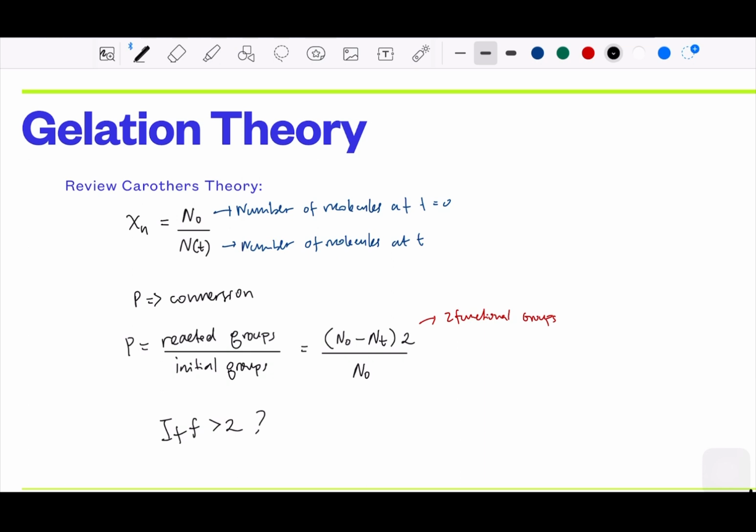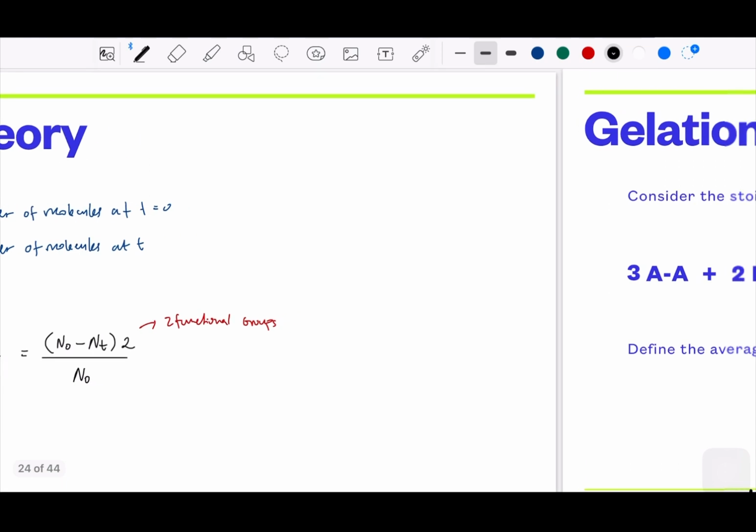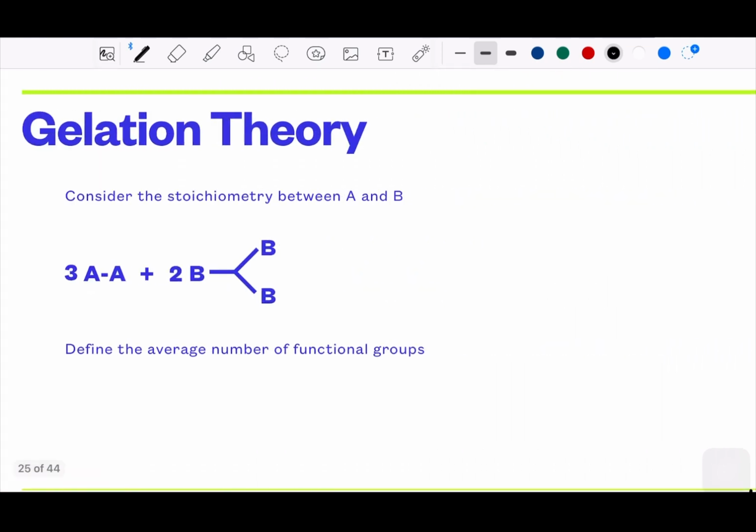Okay. So we are going to see the same or similar ideas from these characters, which is the degree of polymerization, the conversion, the number of molecules. We are going to see all of that, but when the functional group is greater than 2. That is for nonlinear, right? For the network polymers. So we start from these two components.